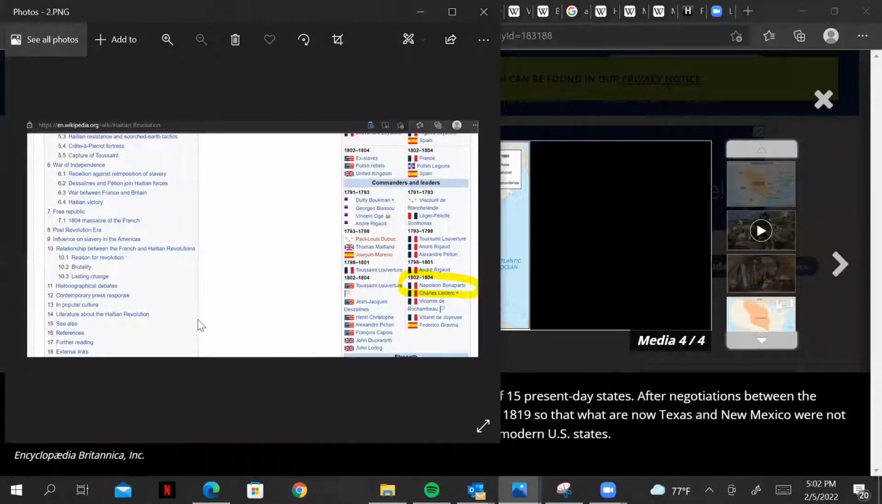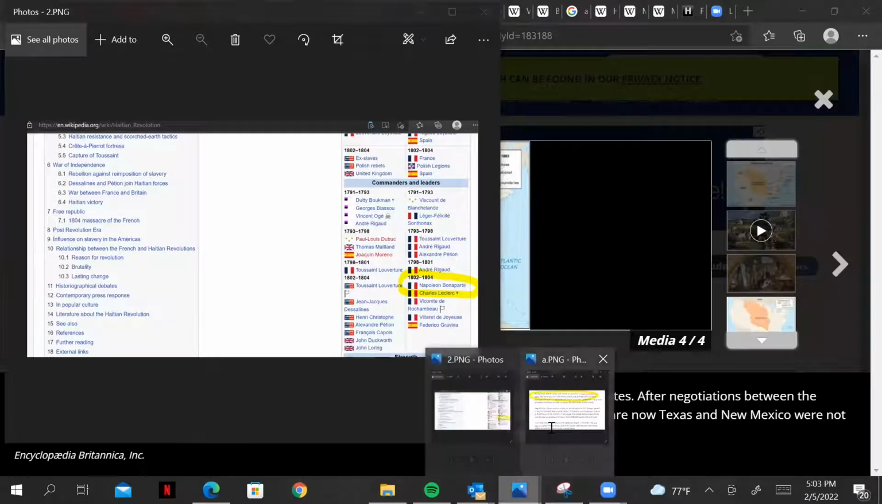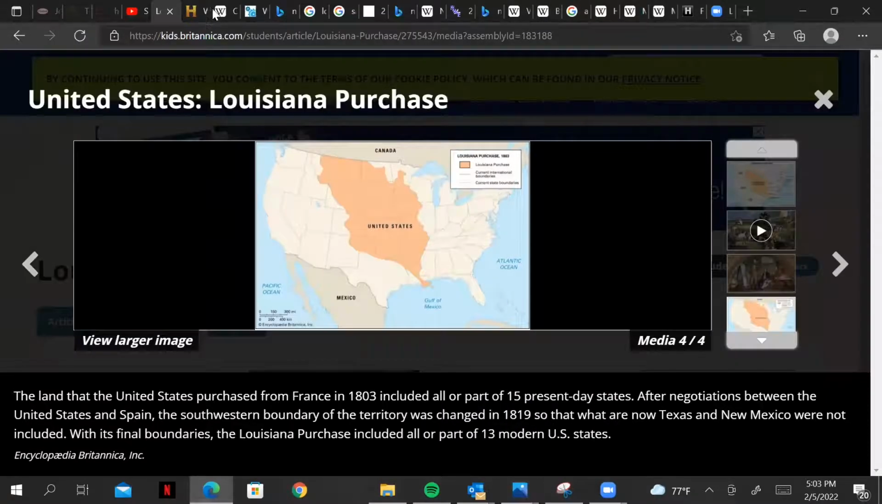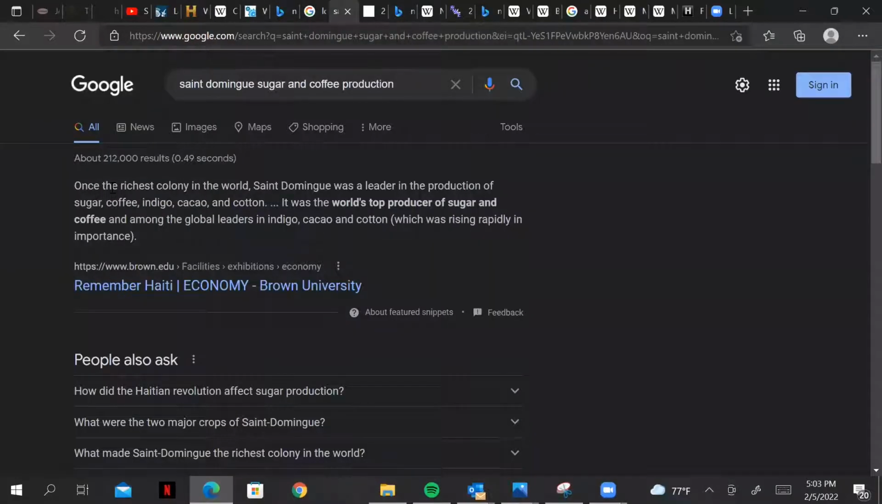So there was a very brutal war, largest war in American history at the time, in the Caribbean, in what was at the time known as one of the wealthiest colonies in the world. And we can take a look at that on the Googles. If we look, once the richest colony in the world, Saint-Domingue was a leader in the production of sugar, coffee, etc. So it was the richest colony. They lost it in this war and against these African Maroons.